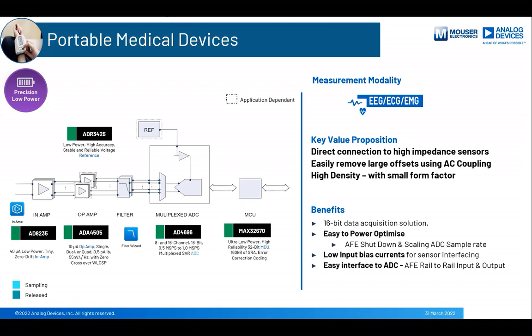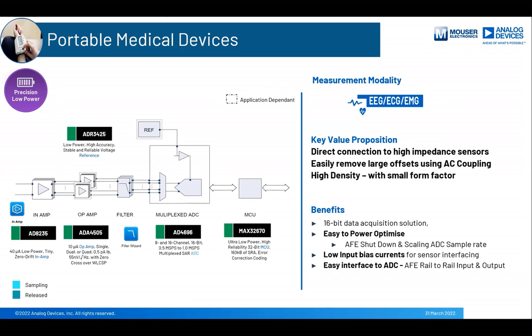The rail-to-rail operation of the AD8235 is certainly important here as well, because it offers more dynamic range when operating in low voltage applications. And the role of the ADA4505 here is to help with additional amplification, filtering, and biasing of the in-amp also.